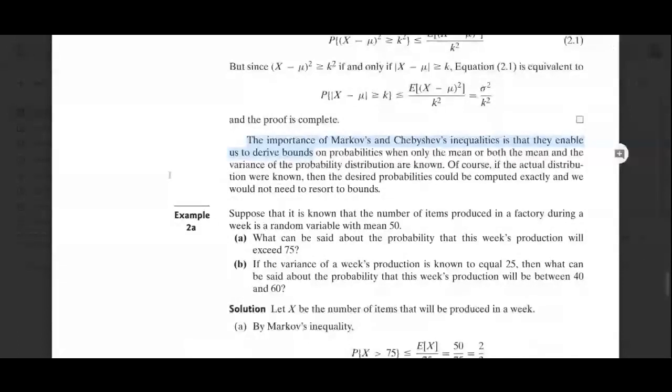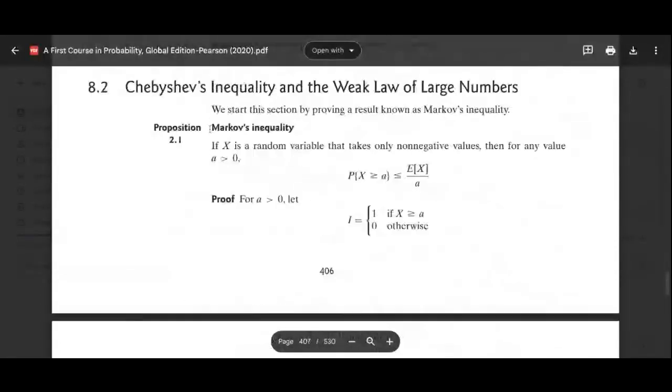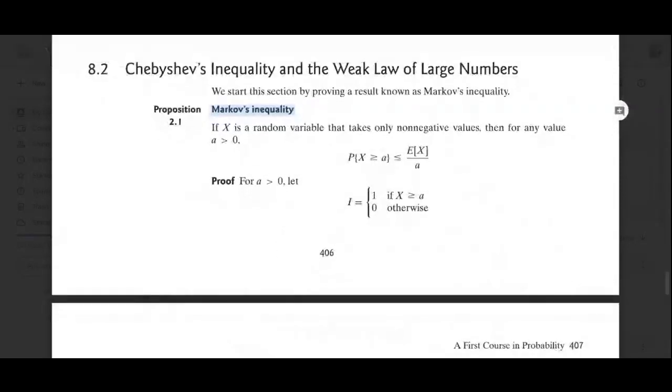Let's read this. The importance of Markov's and Chebyshev's inequalities is that they enable us to derive bounds on probabilities when only the mean, or both the mean and the variance, of the probability distribution are known. Of course, if the actual distribution were known, then the desired probabilities could be computed exactly, and we would not need to resort to bounds. A lot of times we won't be able to calculate exactly, but we could approximate with bounds.